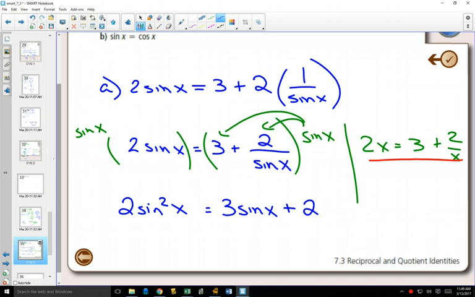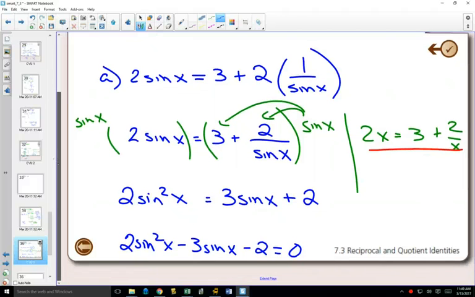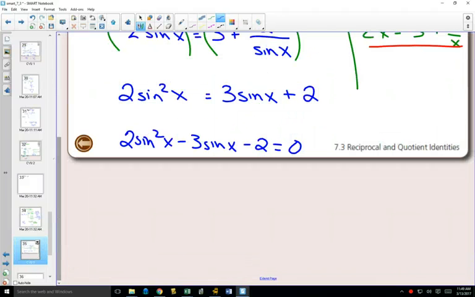You make one side equal to 0, then you have your quadratic formula, or factoring, or completing the square, depending on which technique you'd like to use. So if I move everything over to this side, 2 sine squared x minus 3 sine x minus 2 equals 0. Again, if you can factor, factoring is always the fastest strategy.